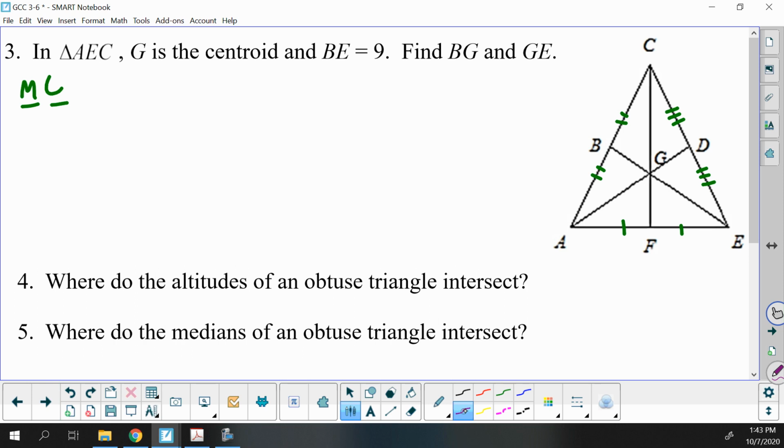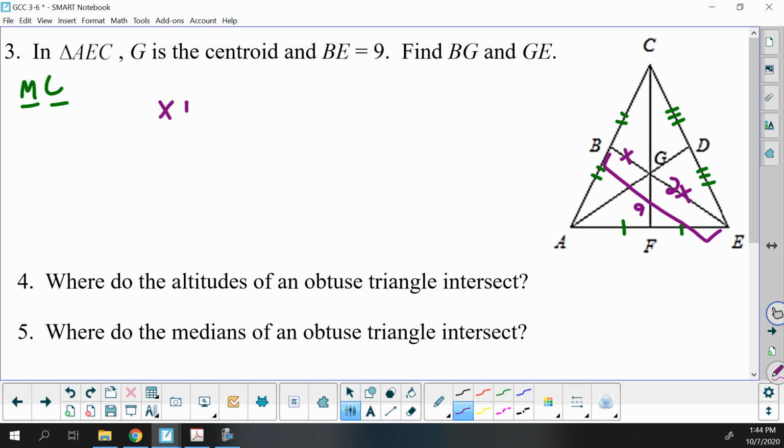Well, they tell us that BE is 9. When you have to label something going over multiple parts, it's a lot of times helpful to do a bracket to help label it. Well, we want BG and GE. Those are our two parts of the median that we talked about, that the longer part is double the shorter part. Or in other words, they're in the ratio of 1 to 2. So if we know the entire thing and we want to find the other two parts, a common technique is let's just call them x and 2x, because we know that the longer part should be double the shorter part.